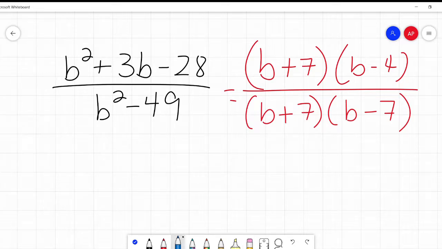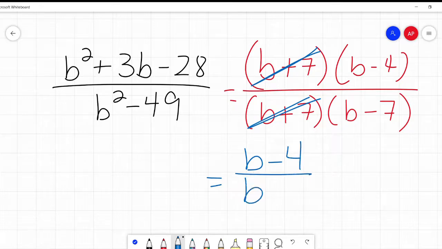So over here, do I have any units or sets, these little binomials in this case, that match, that are being multiplied? Yes, I do. There's a b plus 7 on the top and a b plus 7 on the bottom. So I am left with b minus 4 over b minus 7. So again, for all of these variations, for simplifying these expressions, you're going to want to factor if possible, and then you're going to cancel.